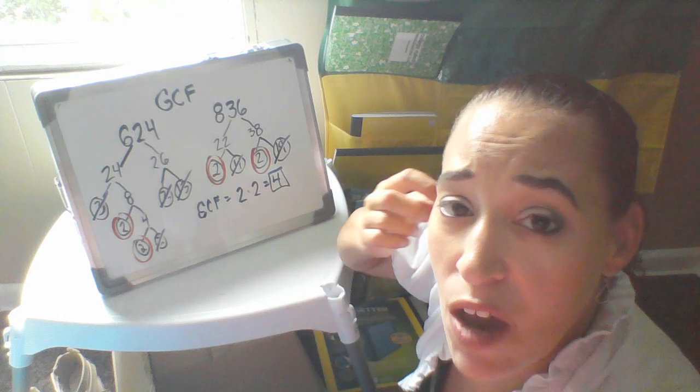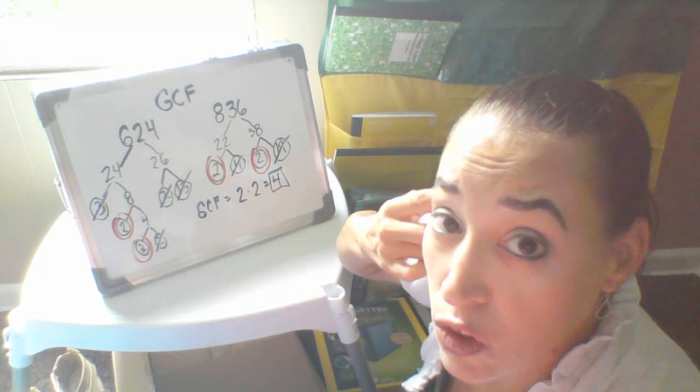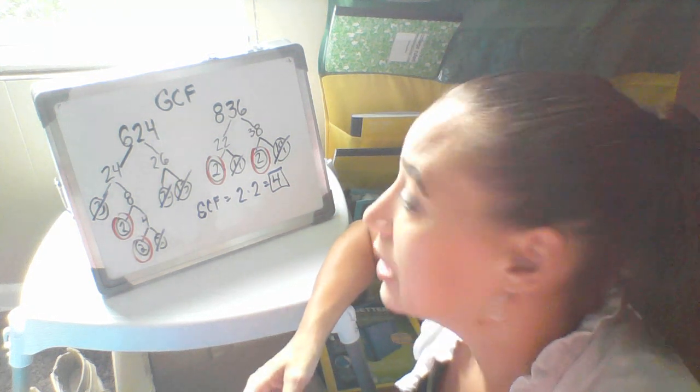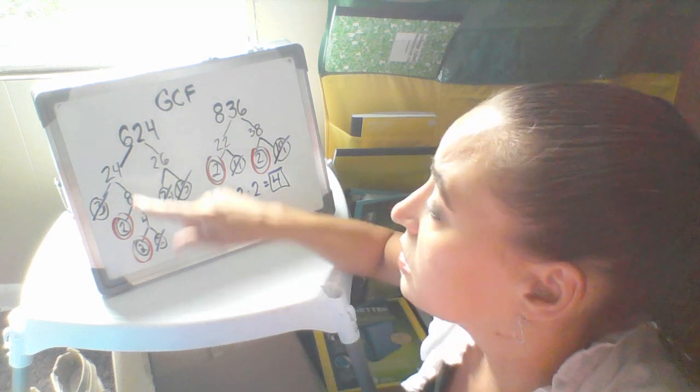Okay, so that is how you would do it for a larger number. You would definitely need your calculator for a larger number. But I just want to give you an idea of what a large number would look like and why we use prime factorization or a factor tree to do this, because it's a lot easier to do it through a factor tree.